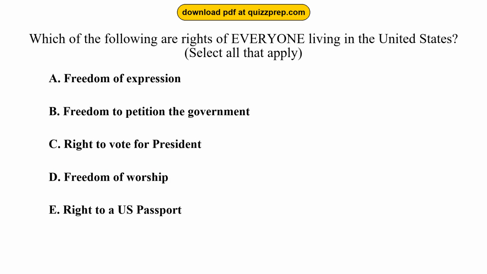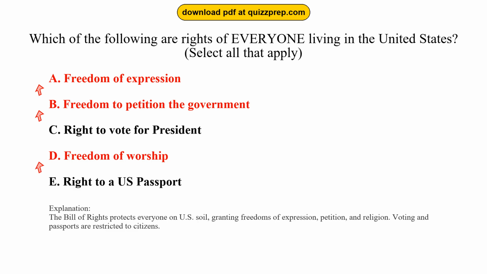Question 9. Which of the following are rights of everyone living in the United States? Option A, freedom of expression. Option B, freedom to petition the government. Option C, right to vote for president. Option D, freedom of worship. Option E, right to a U.S. passport. The correct answers are options A and B and D. Freedom of expression, freedom to petition the government, freedom of worship. The Bill of Rights protects everyone on U.S. soil, granting freedoms of expression, petition, and religion. Voting and passports are restricted to citizens.